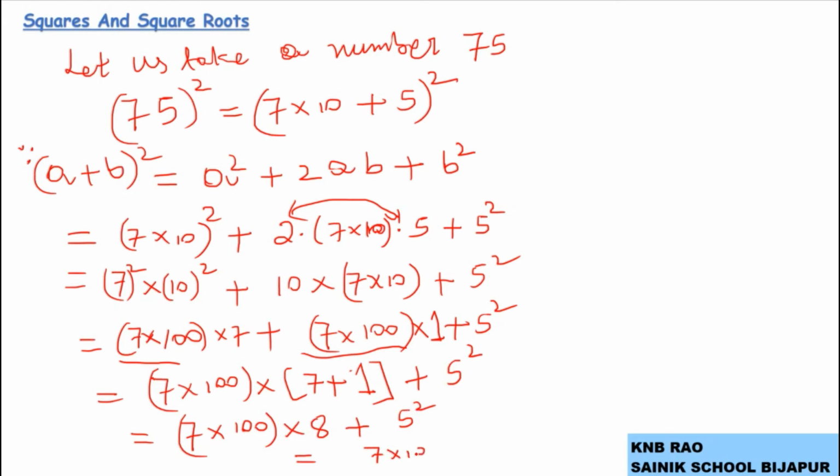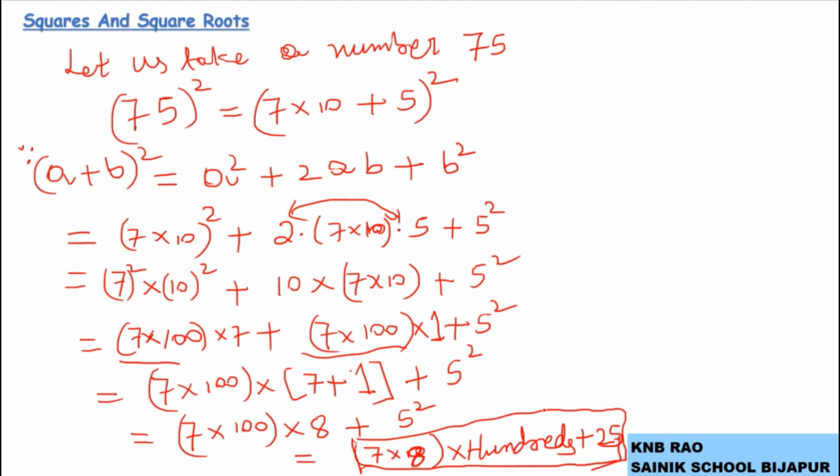7 into 8, using the associative property again, into hundreds, plus 5 square is 25. This idea or this trick of finding the square of a number comes here. It is 25. So that's how we have got the reason for the trick to find the square of a number ending in 5. Okay, this is with one example I have taken.